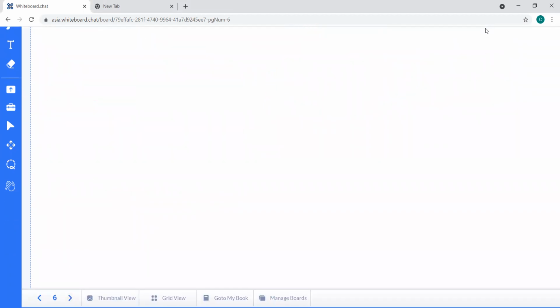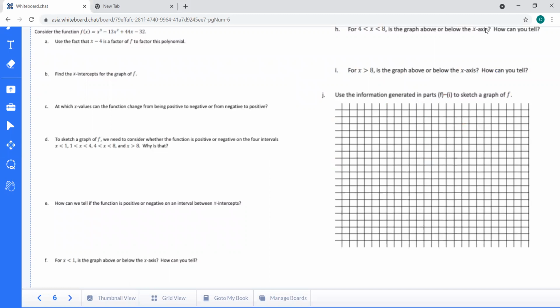All right, let's keep going. Page 6 at least. All right, this one is x cubed minus 13x squared plus 44x minus 32. Okay. Let's look at this.